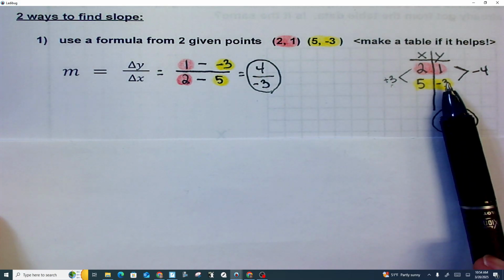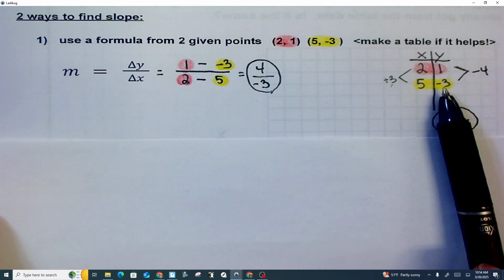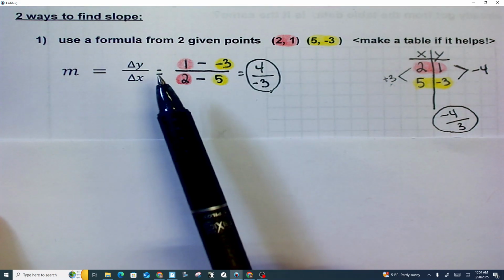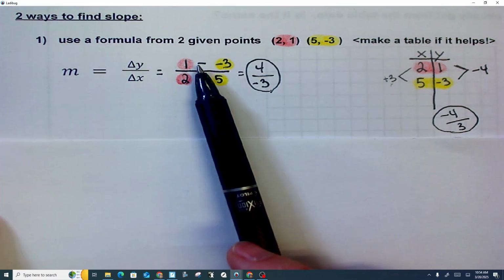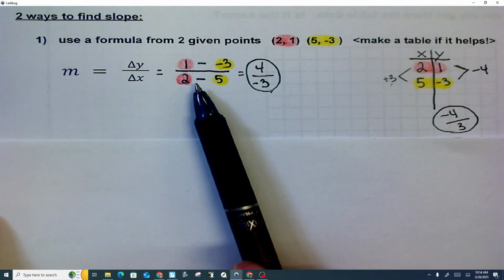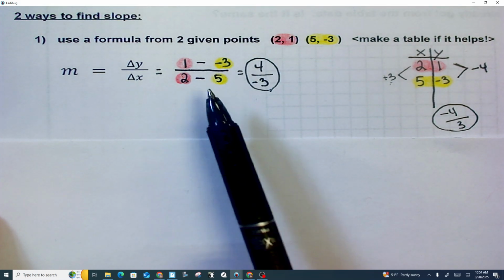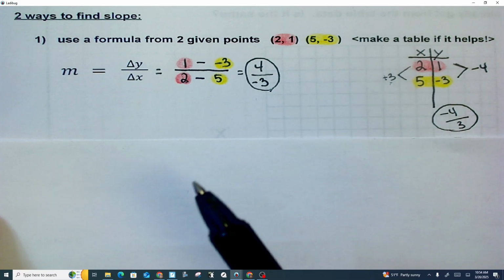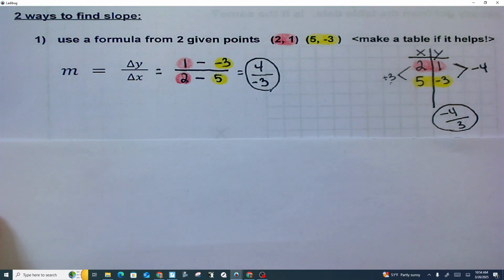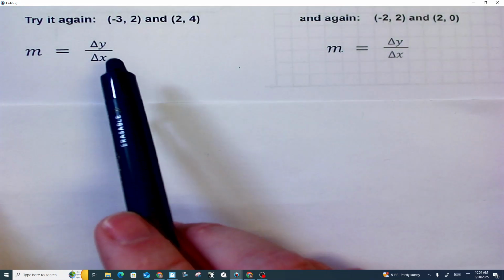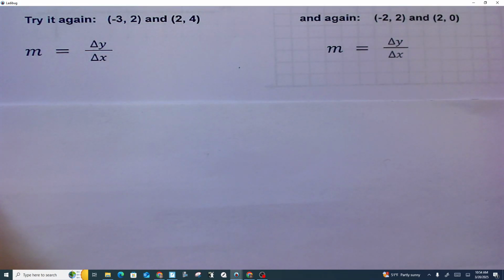If you like the table method best, I would just focus on that method. If you think you like this method of just taking your y's and subtracting them on top and taking your x's and subtracting them on bottom, then just use this method. If whatever method you chose is not working out for you, make sure that you're letting me know so that way I can come back and give you a hand with it. How about you go try this one right here, pause the video, and then hit play as soon as you're ready to see if you get it right.